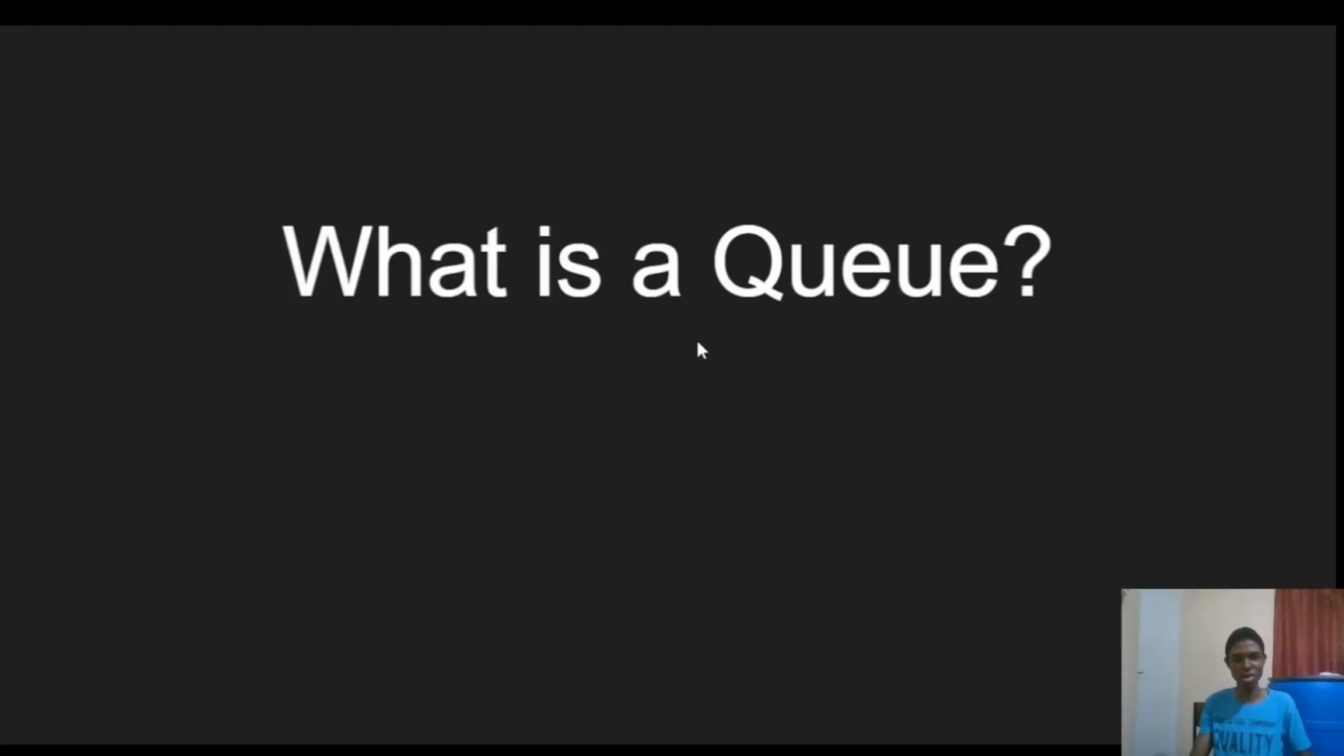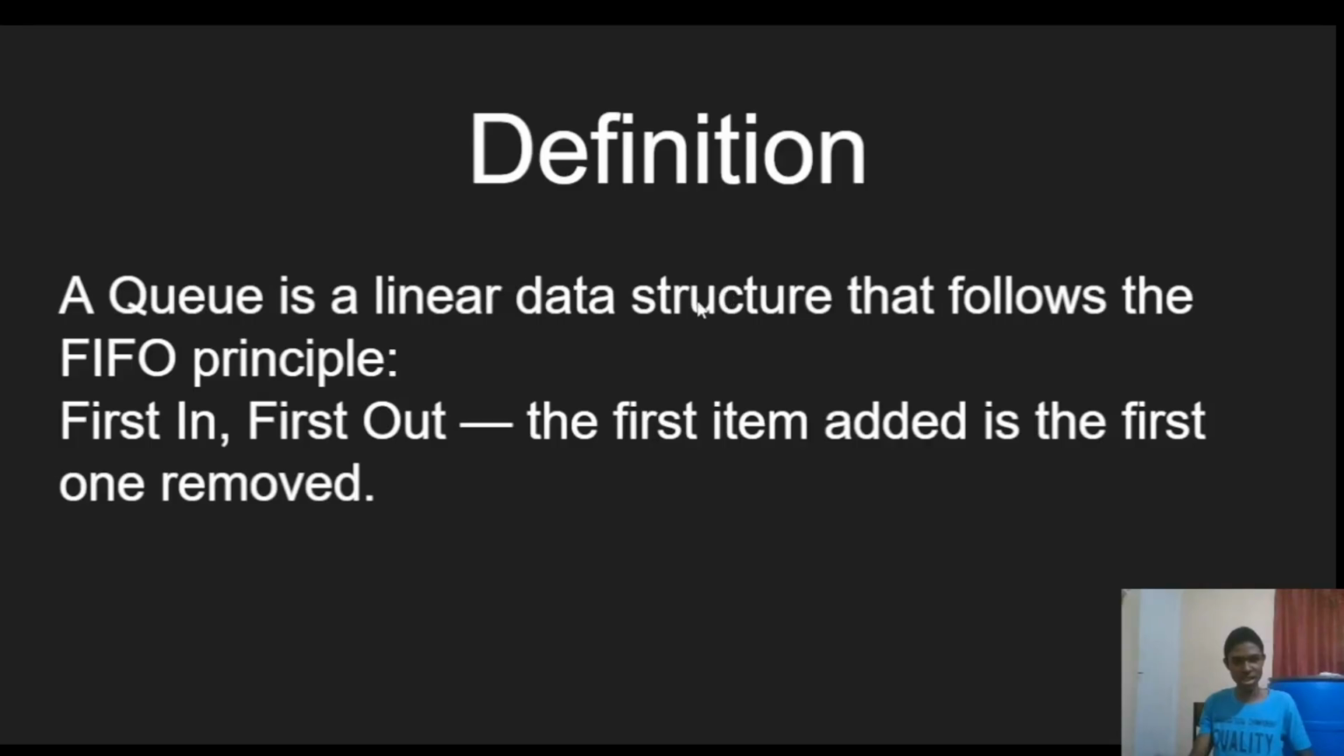Today we will learn about what is a queue. A queue is a linear data structure that follows the FIFO principle. The FIFO principle, which is first in, first out. So that essentially means that the first item added is the first one removed.